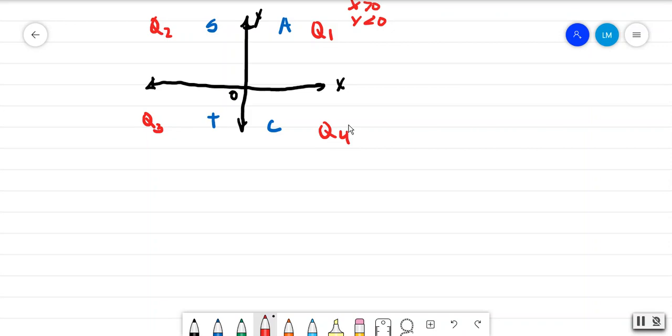Now, you're not really expected to know what signs each one takes on.